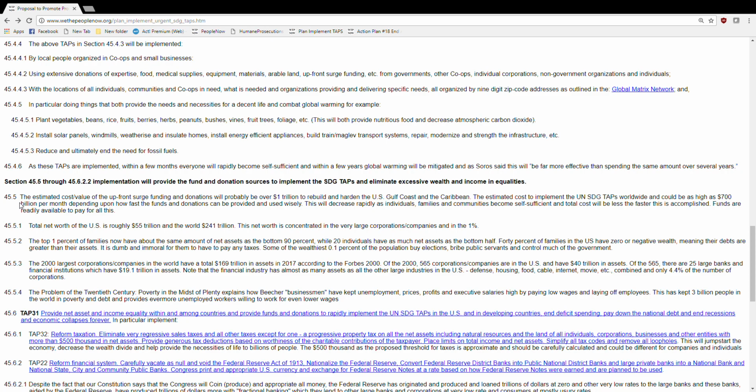And the best estimate I come up with for the entire world to implement these worldwide could probably be about 700 trillion per month, depending on how fast the funds and donations can be provided and used wisely. Now, the faster you provide them, the faster people are going to get self-sufficient.